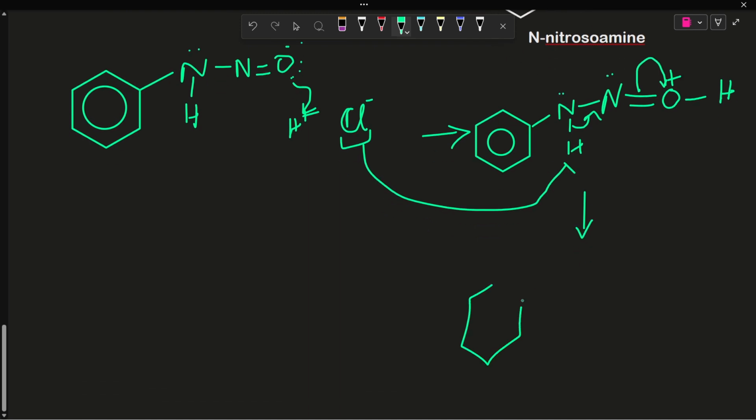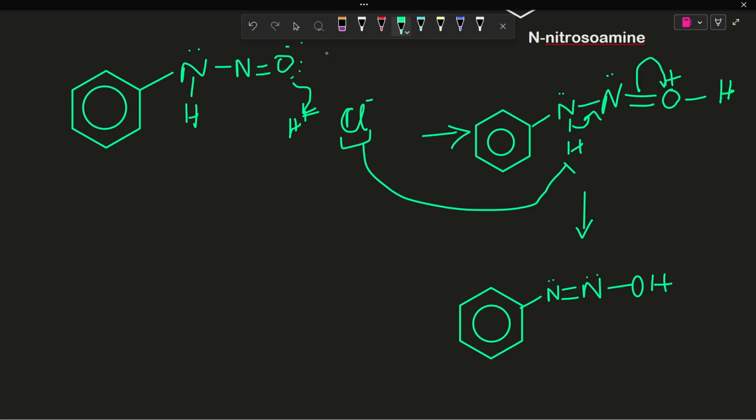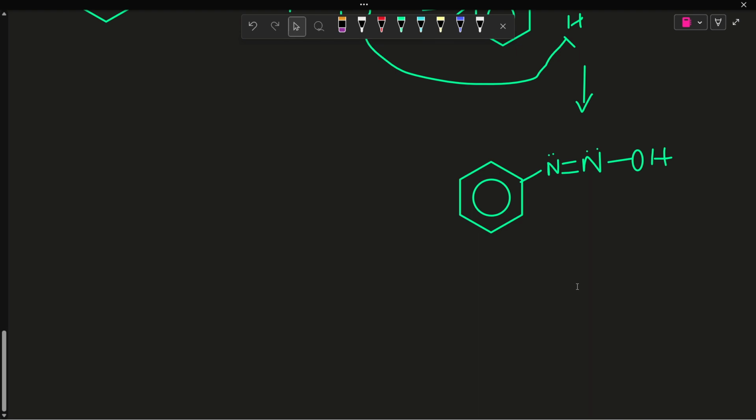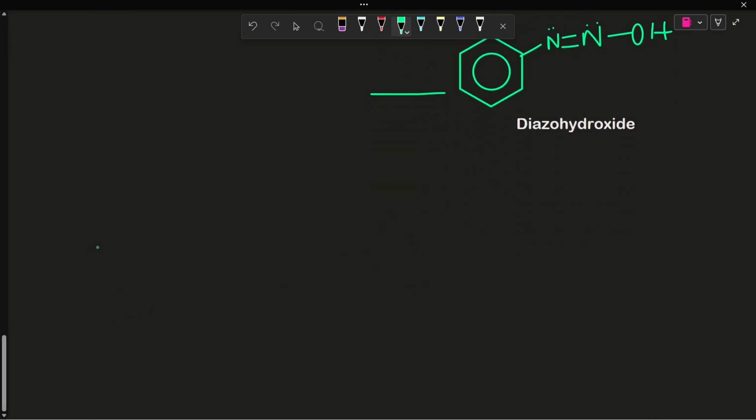This is the second intermediate of the reaction that is formed now. This is N double bonded to N, fine, and single bonded OH. Now what is this? This is diazohydroxide, right? This is the second intermediate of the reaction, diazohydroxide. Fine. Now this diazohydroxide will be further giving us the diazonium salt. Now this diazohydroxide, what happens in it? Let's take it here. Fine.